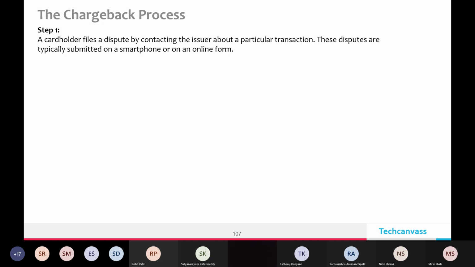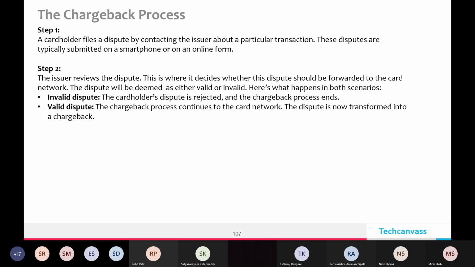So the cardholder files a dispute by contacting the issuing bank, either through phone banking, by writing an email, or by visiting the issuing bank's branches. And then the issuing bank talks to the customer and tries to probe. When I spoke with Citibank, the guy was asking me how the transaction happened, what I know about the transaction.